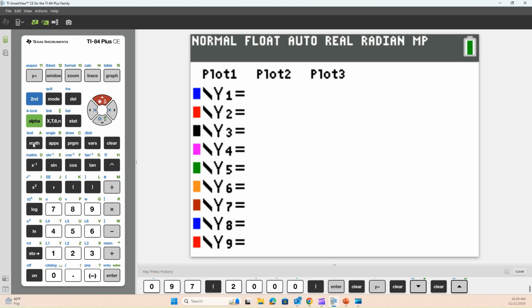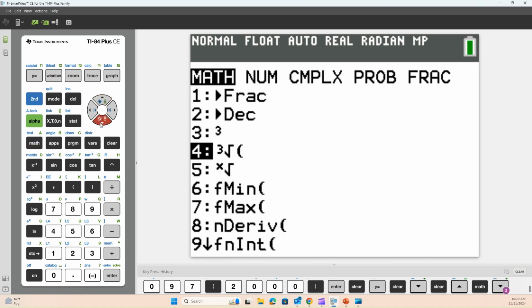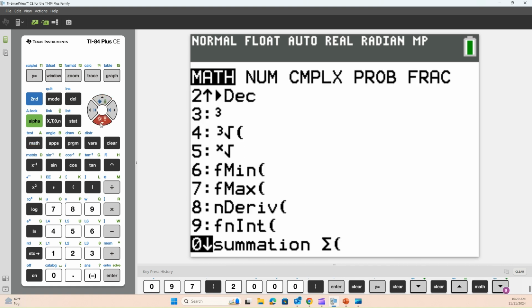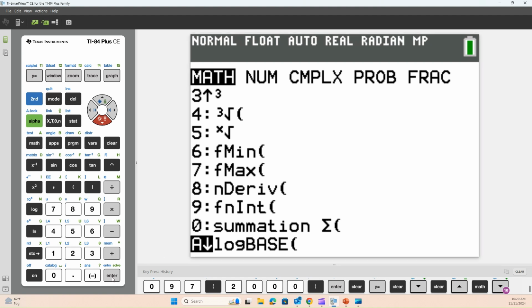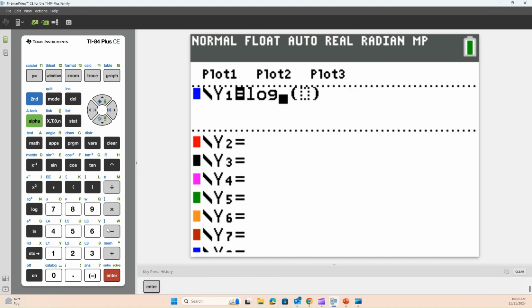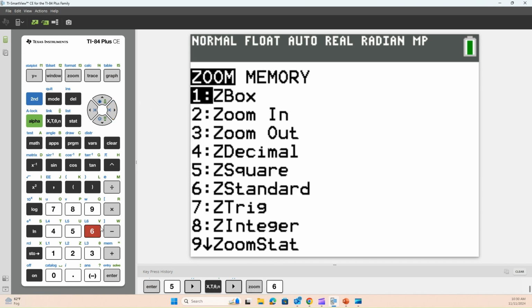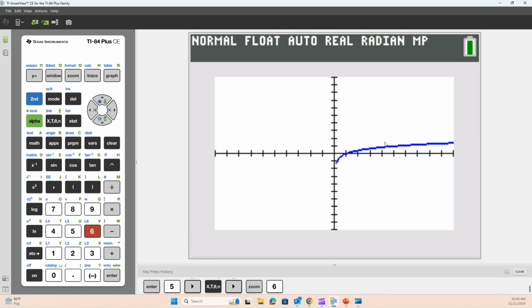The best way to do this is to hit the math button once you're into y1, scroll down and use the log base application here. This is going to bring it up to where you can put the 5 in the base here and click over and put the x inside of the parentheses. Then I can do a zoom standard, and I have graphed the log base 5 of x function here. That is the simplest way to do it.